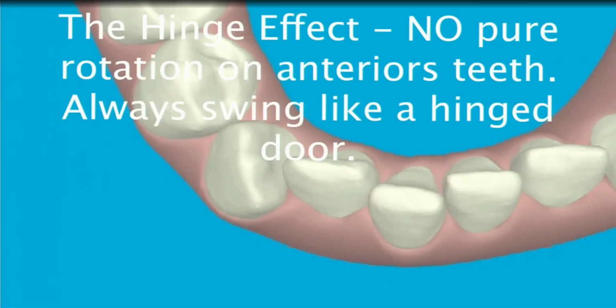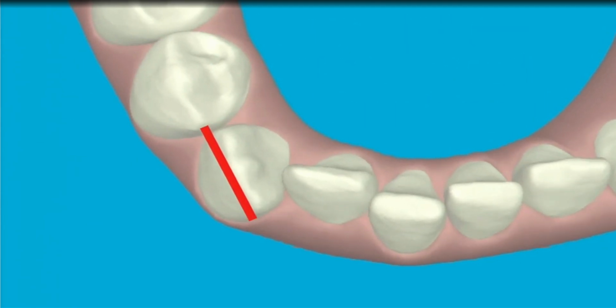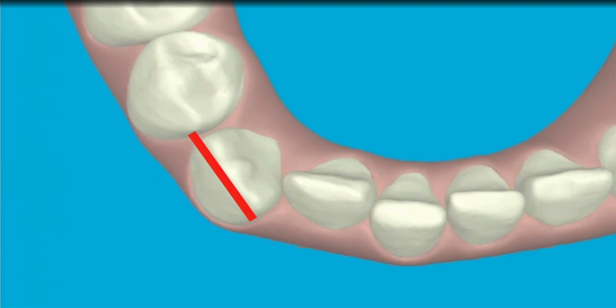This is the hinge effect. It's no pure rotation on anterior teeth. Always swing the teeth like a hinged door. This is what it looks like. You see, I'm not moving the mesial at all. I'm swinging the distal all the way out.